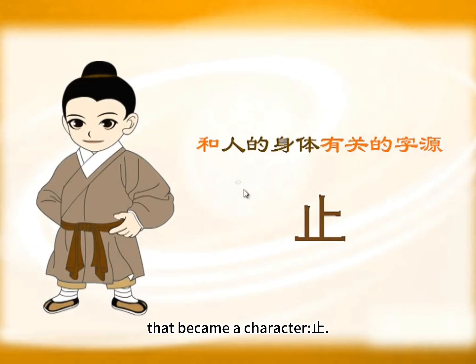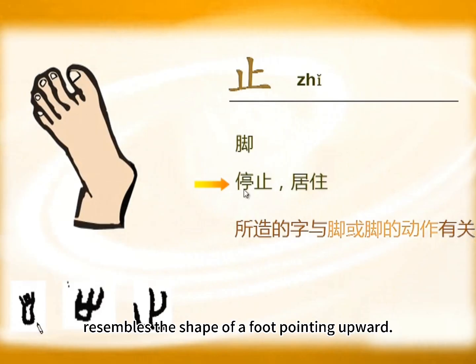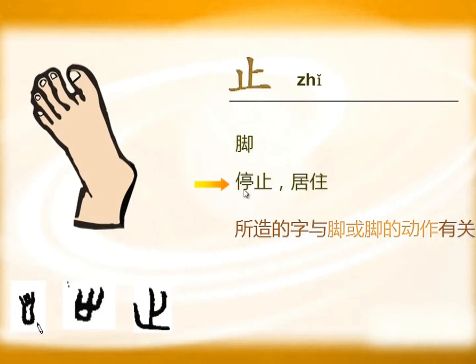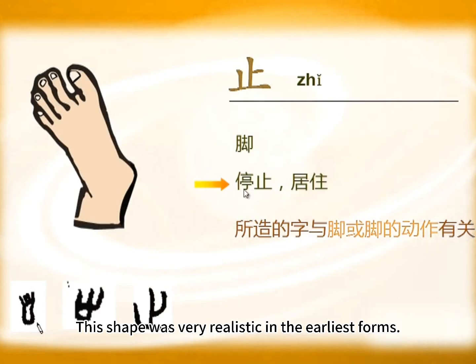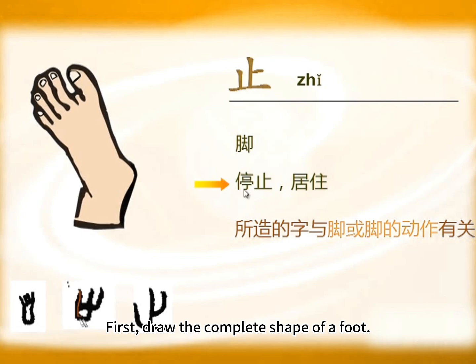That became a character, Zhi. The form of Zhi resembles the shape of a foot pointing upward. This shape was very realistic in the earliest forms. Later, a simplified representation was generally used. First, draw the complete shape of a foot. Then separately draw the big toe.